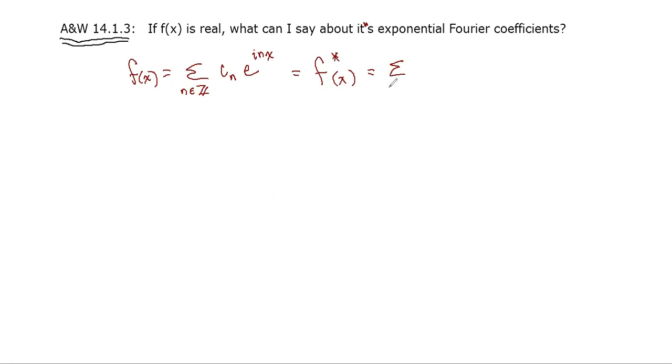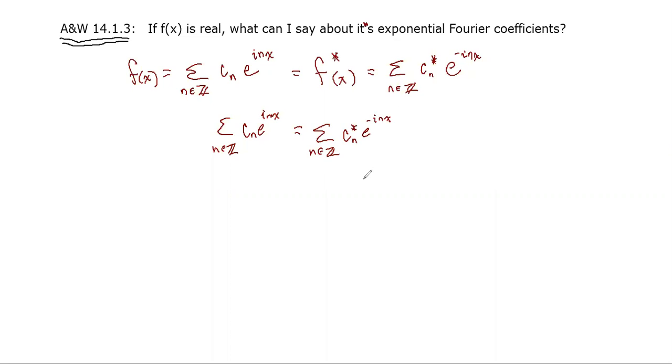Well, I just complex conjugate everything that's complex, and so that becomes c_n star, its complex conjugate. What's the complex conjugate of the e to the i n x piece? That's just a minus in front, okay? And so now I have the sum over all the Fourier coefficients, n in Z, of c_n e^{i n x}, equal to the sum over n in Z of c_n star e^{-i n x}.